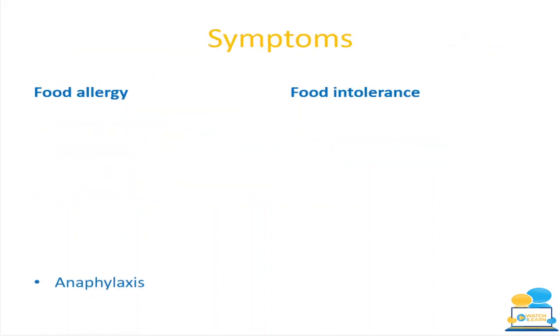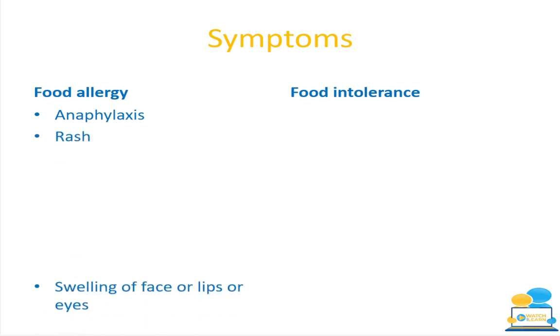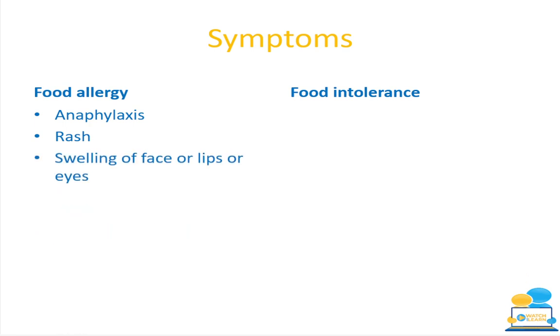Symptoms of a food allergy include anaphylaxis, where your lips and throat swell up and you can't breathe. Or a rash, or swelling of the face, lips or eyes, which can just stop at that point and not lead to being unable to breathe, or can progress to full-on anaphylaxis. With a food allergy, you're going to need to carry an EpiPen.